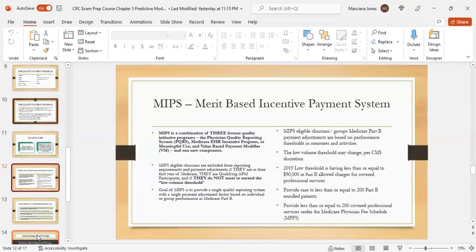So the goal of the MIPS, or the merit-based incentive payment system, is to provide a single quality reporting system with a single payment adjustment factor based on individual or group performance in Medicare Part B. So again, on the right side, as you see, you have access to the PowerPoint. There's things about the MIPS eligible clinicians. MIPS eligible clinicians groups Medicare Part B payment adjustments are based on performance thresholds and measures and activities. So they have to perform great in certain measures and activities category to receive these bonus payments.